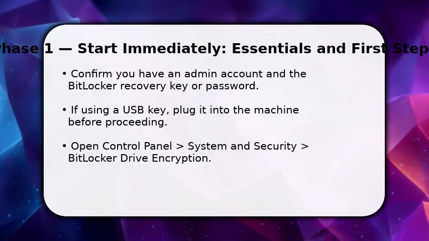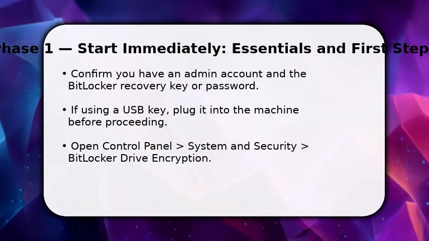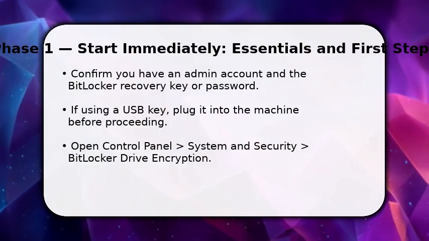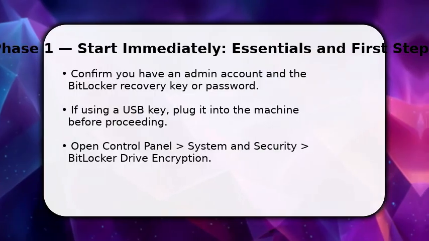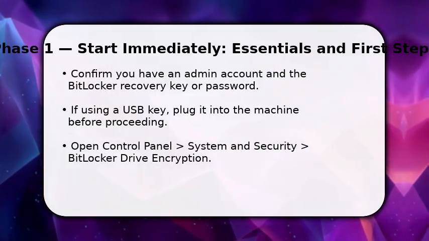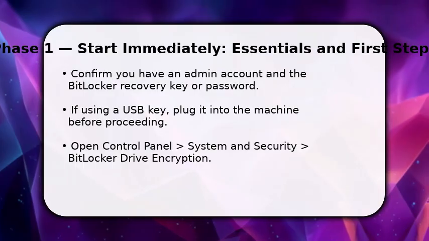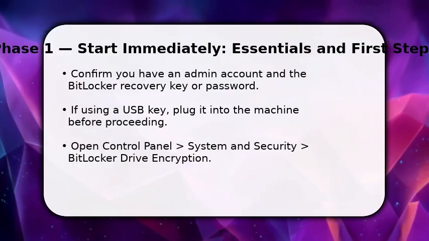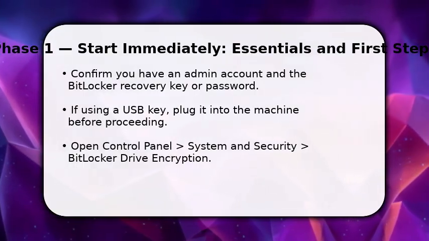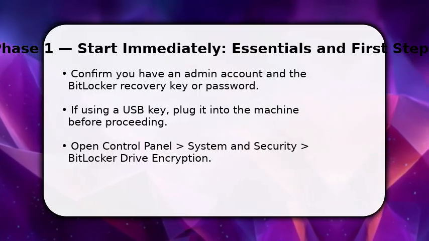You begin by gathering what unlocks the drive, an administrator account and the BitLocker recovery key or password. Once done, make sure any USB with a startup key is connected so Windows can read it. Open Control Panel, then System and Security, and click BitLocker Drive Encryption to view protected volumes.